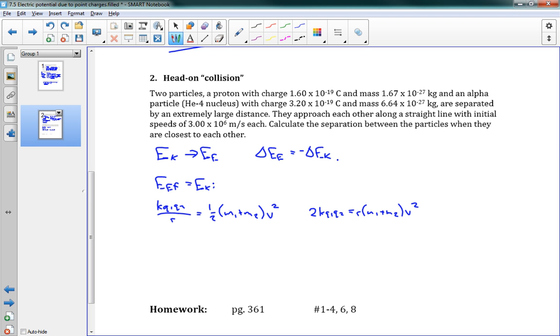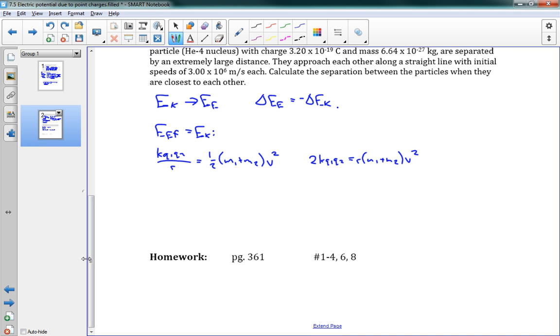Good. Now what we want to do is find how far apart they are. So we want to find this radius. So we can rearrange here. r is equal to 2k q1 q2 over m1 plus m2 times v squared. There we go.